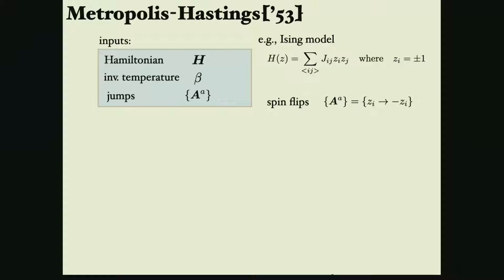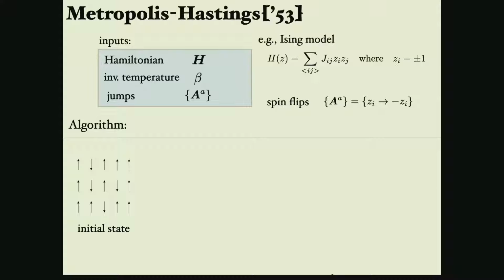This Hamiltonian could be an Ising model. There are some parameters; you just put it in your computer. And the set of jumps could be spin flips, so it's going to change the spin variable at each of your lattice sites. And these are all the parameters you need to feed into your computer.